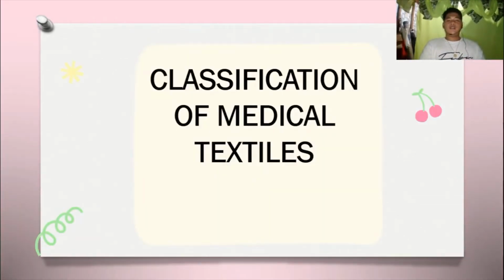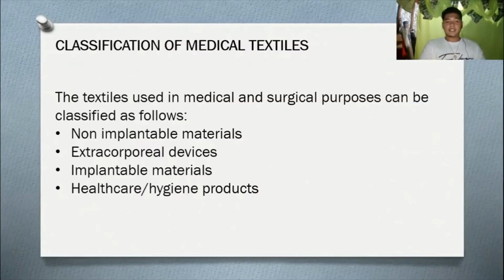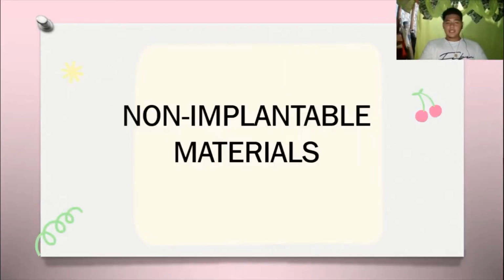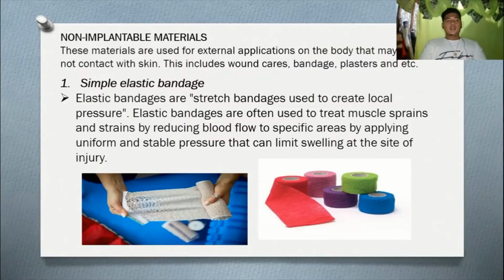So there are four kinds of classification of medical textiles, and those are non-implantable materials, extracorporeal devices, implantable materials, and lastly, healthcare or hygiene products. The first one is non-implantable materials. So what are non-implantable materials? These materials are used for external applications on the body that may or may not contact the skin. This includes wound care, bandages, plasters, and so on.